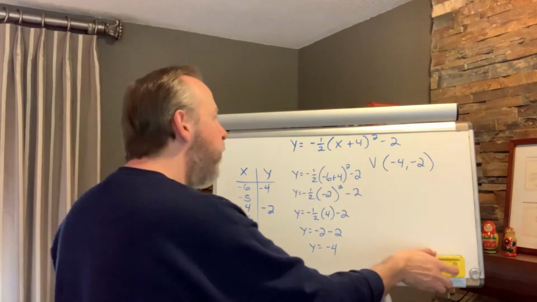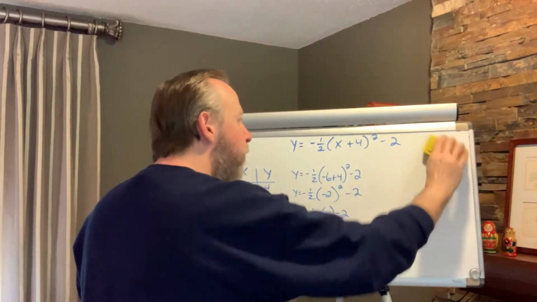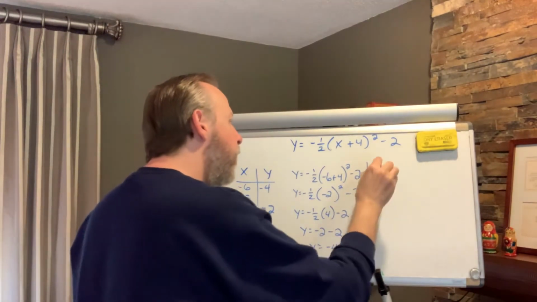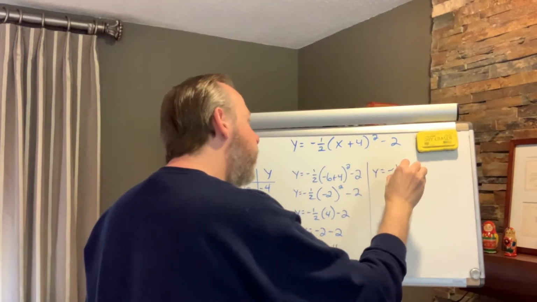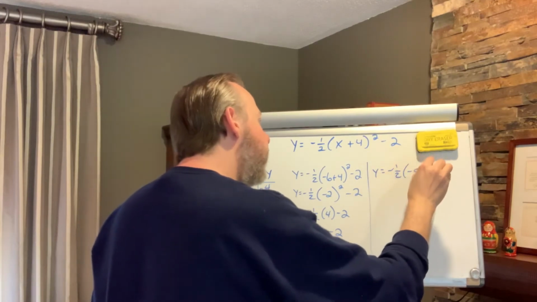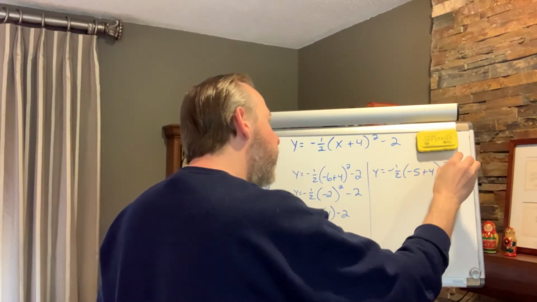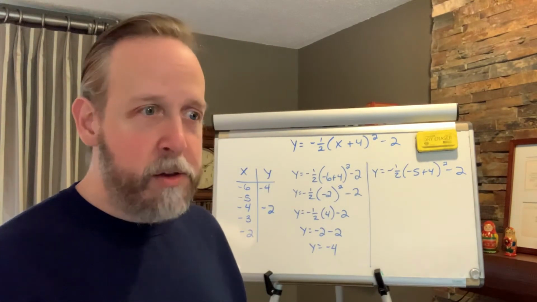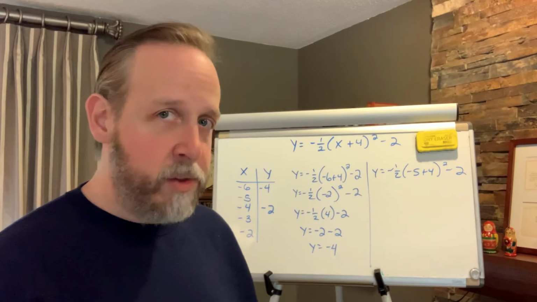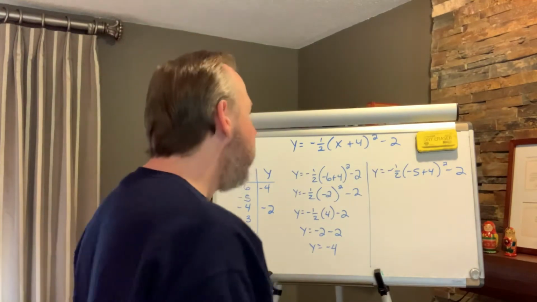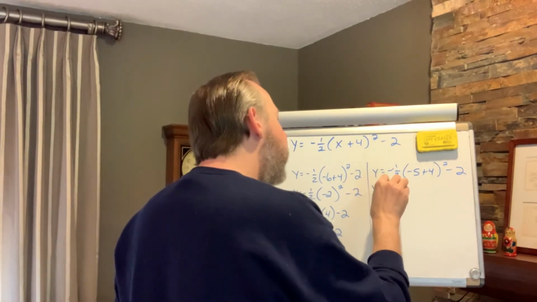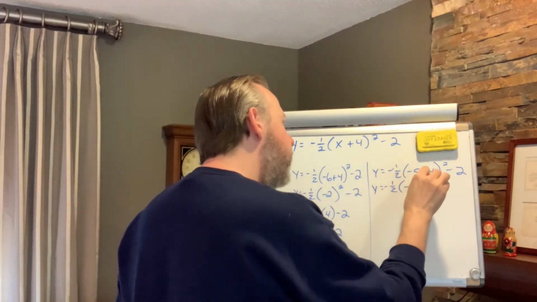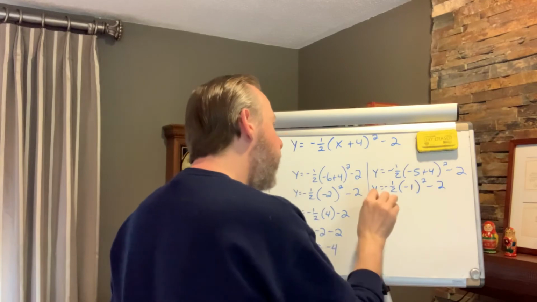I'll do one more for you for the example. So we'll take the -5. Y equals -1/2, parentheses, -5 plus 4, quantity squared minus 2. And again, if you use the parentheses correctly and you're careful, you could use the calculator for this in one step. It's not a problem. Inside the parentheses, I have -5 plus 4. That's -1 squared minus 2.